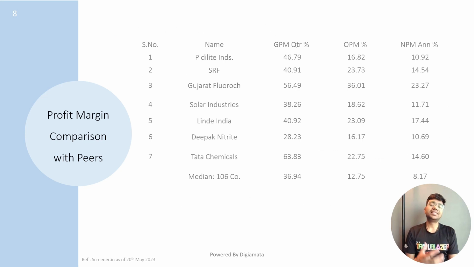So in this example, let's take Tata Chemicals and compare it with its peer industries. Again, Tata Chemicals is just an example. It's not at all a suggestion. We just need one stock to present it, right? So we have just taken Tata Chemicals.